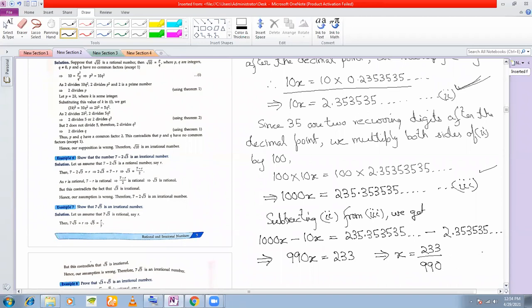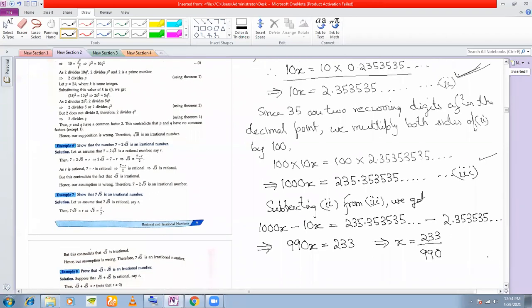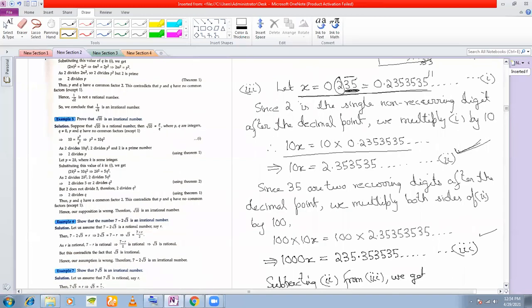So this is your answer. Okay. You have converted this number with 1 non-recurring digit and 2 recurring digits into a fraction in this manner.